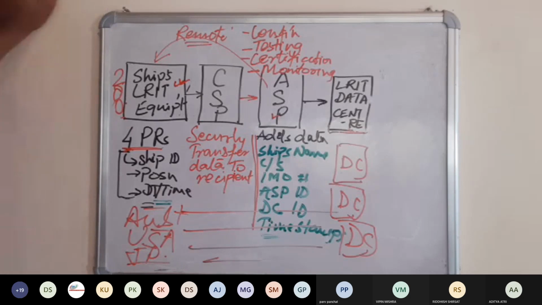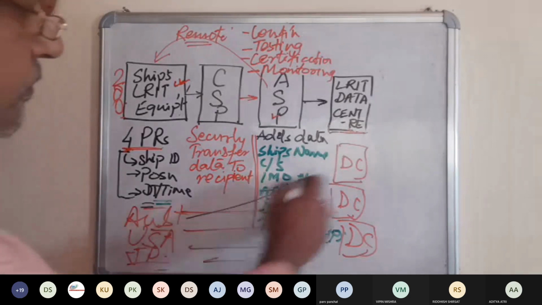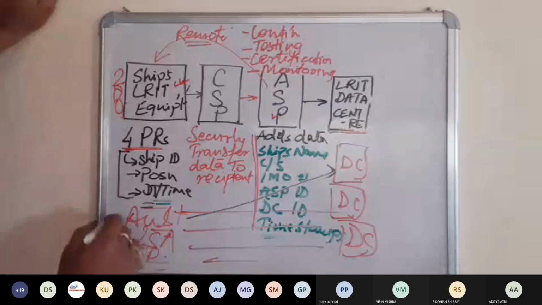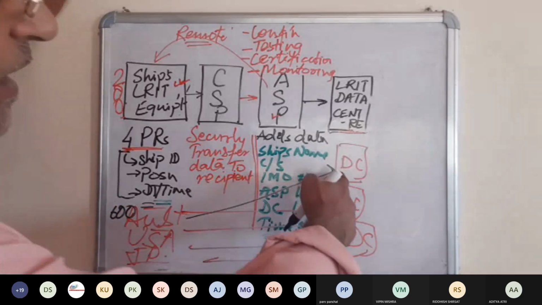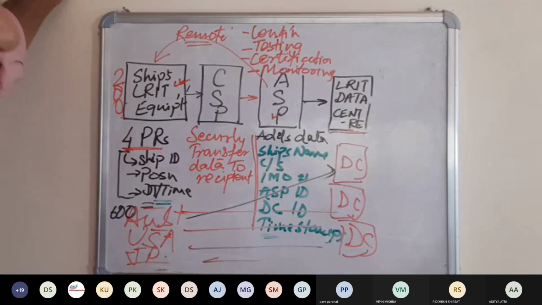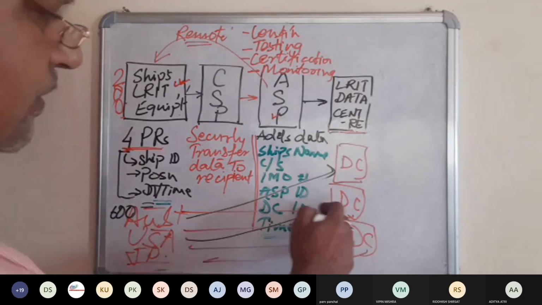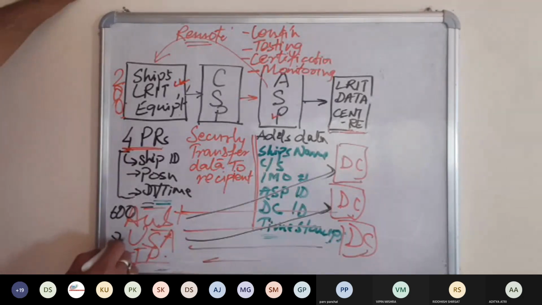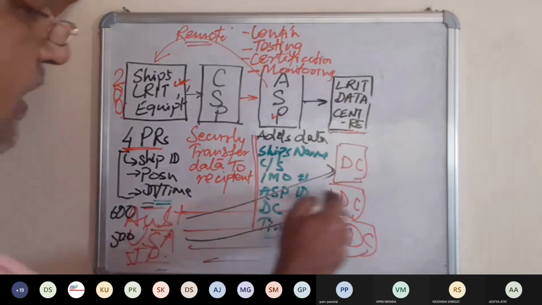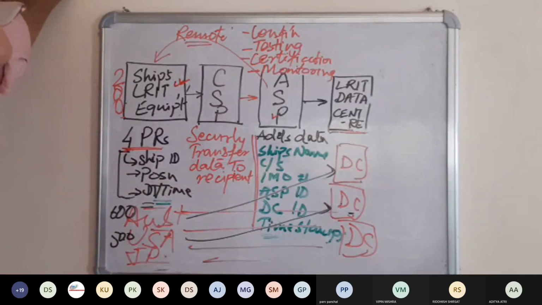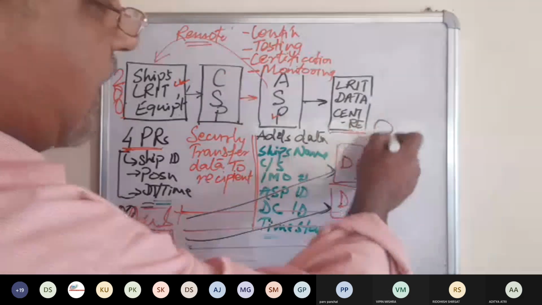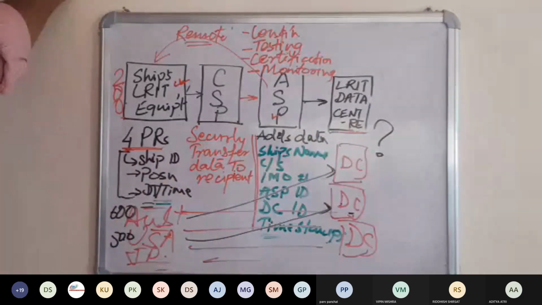Let us say Australia, there are, let us say, 600 ships. All the 600 ships' data is available at the Australian DC. USA, let us say 500. All the 500 ships' data is available with the DC. तो ये आ गया तो इनके पास अब करेंगे क्या इस डेटा का?